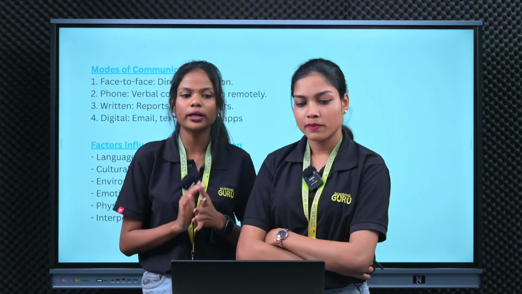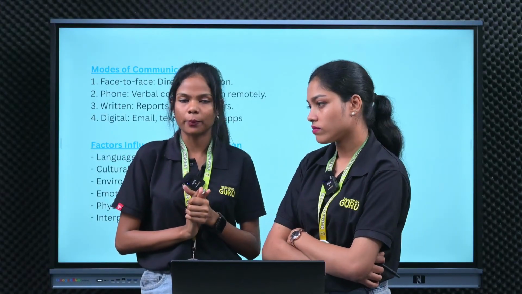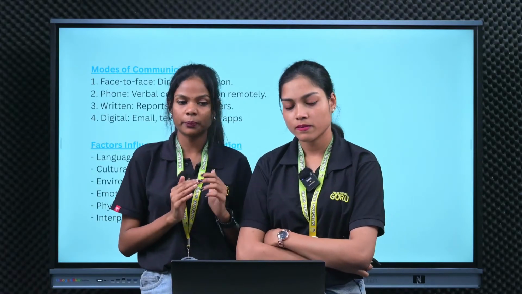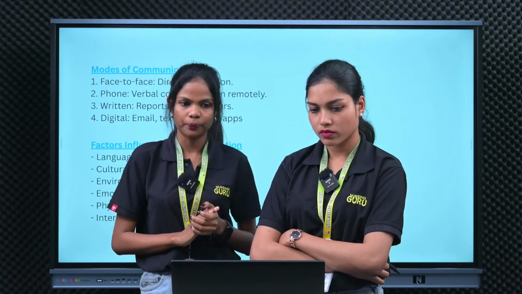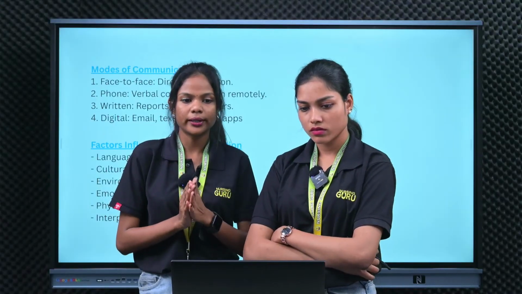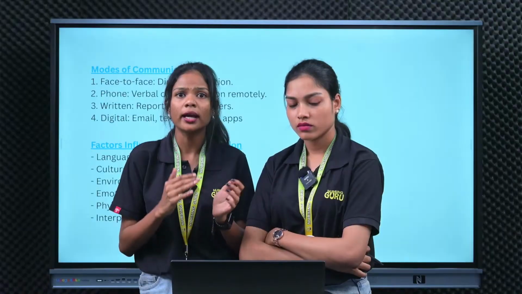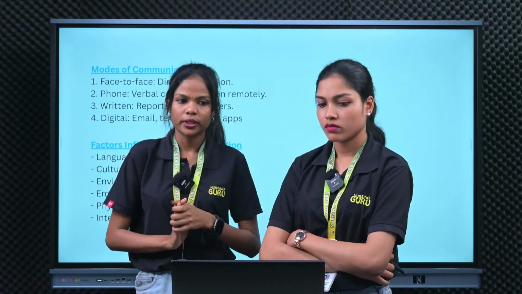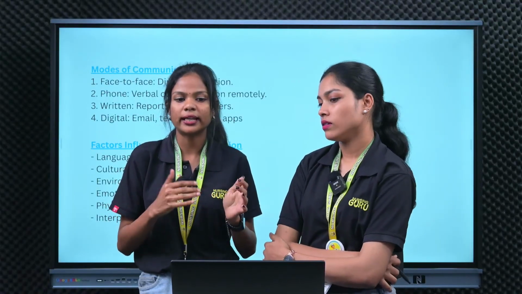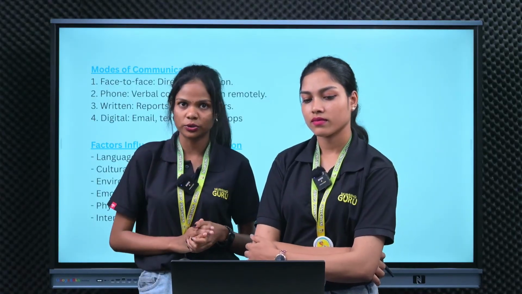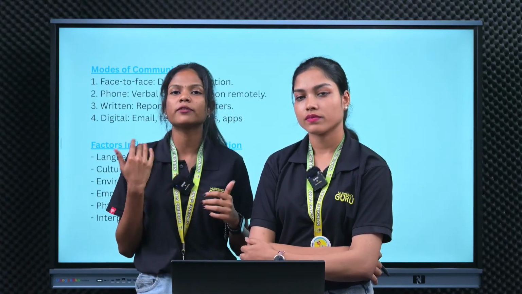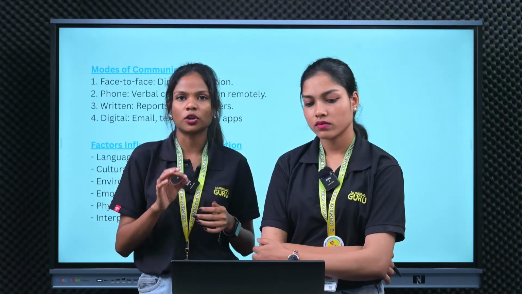Then the second one is phone. Phone is used for verbal communication. The next one is written. Written means reports, charts, letters. Through reports, charts or letters, we are communicating with each other. Then digital. Digital means email, text messages and other apps that we use for communicating or interacting with each other. These are the modes of communication.